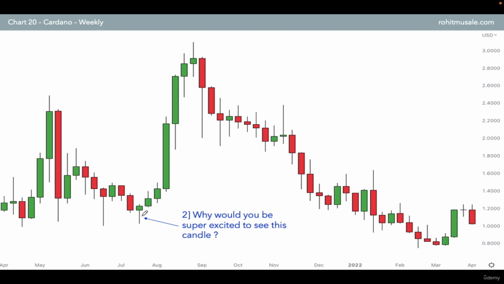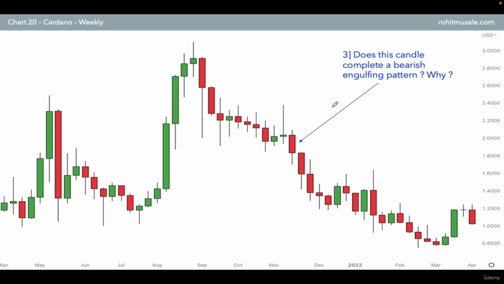If this was not a hammer, okay, then there would have been some cause for concern. But since it is completing a pattern, right, the price is going down and you have this hammer here, that is why I would be super excited to see that candle, because the Fibonacci levels are also important.